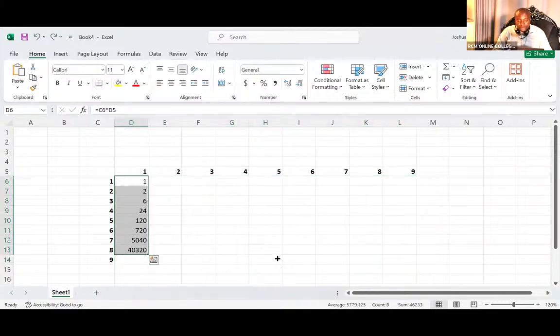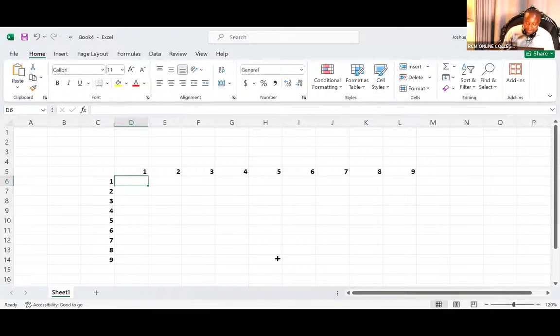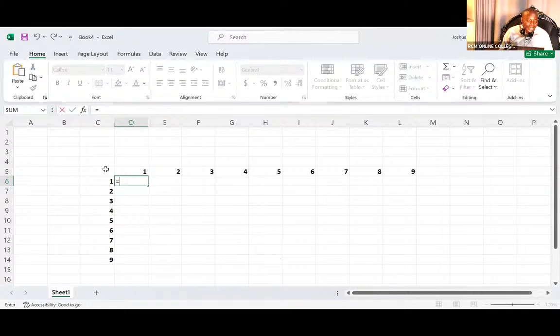Control Z, Control Z. What do you think I have done wrong here? Ladies and gentlemen, please listen to me very well. I know that these are values of reference. If I want to move from 1 times 1, 1 times 2, 1 times 3, it means the 1 in row 5 should be frozen because I'm referring to it. It's a point of reference. So I'm supposed to refer to it. So then what I should do is come and say equals.